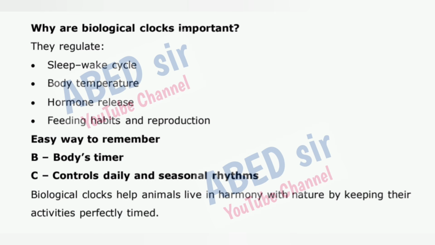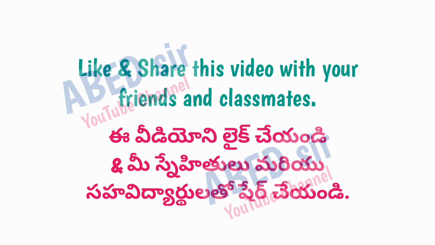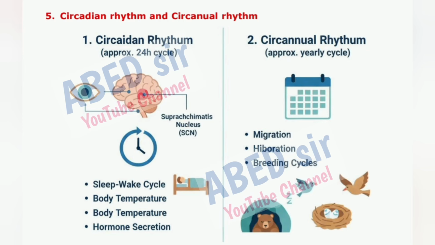Why are biological clocks important? They regulate sleep-wake cycle, body temperature, hormone release, feeding habits and reproduction. Easy way to remember: B, Body's timer. C, Controls daily and seasonal rhythms. Biological clocks help animals live in harmony with nature by keeping their activities perfectly timed. Next important short question is 5.